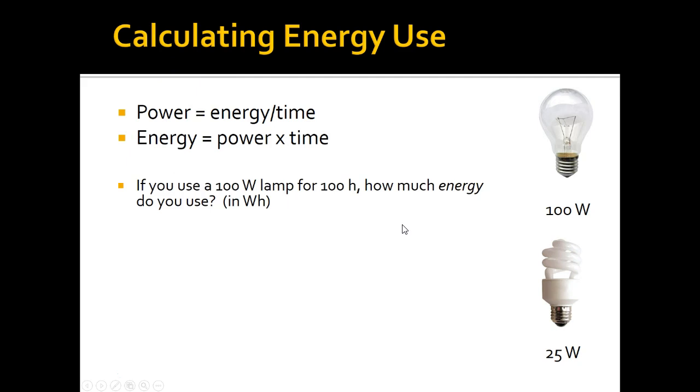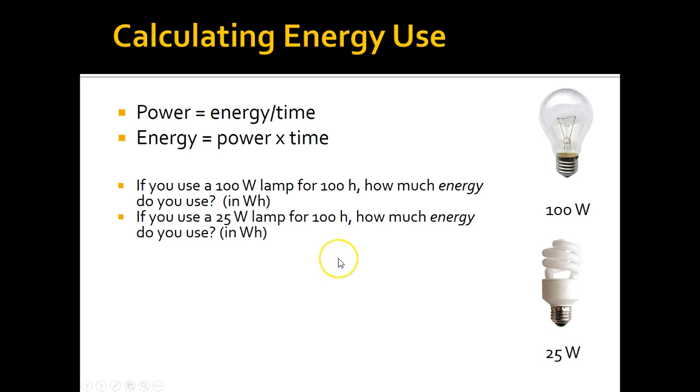So if I use a 100-watt lamp for 100 hours, how much energy did I use? Remember, this is power and time, so energy is just power times time. Pretty straightforward. You set it up: 100 watts times 100 hours is 10,000, and watts times hours is just watt hours. Really easy. So remember, energy is power times time.